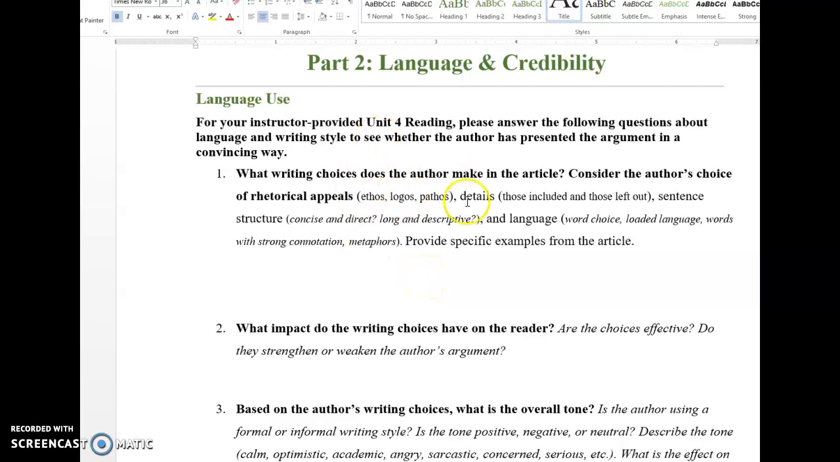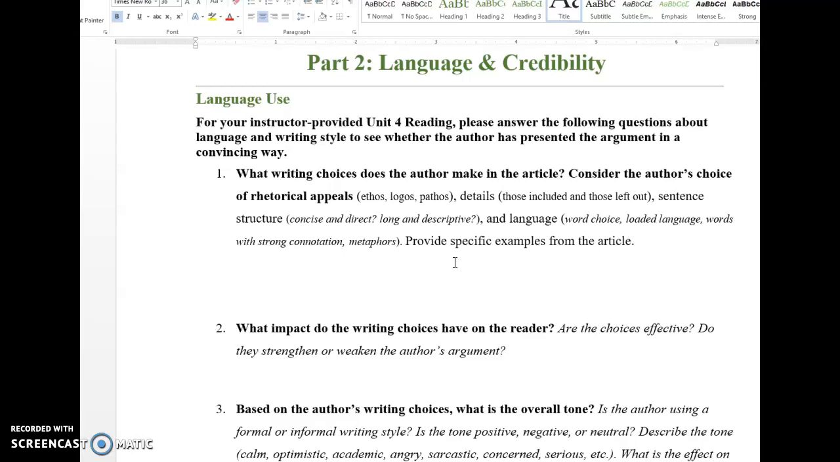It says in here there are questions about the rhetorical appeals, which is ethos, logos, pathos; details, what's included, what's not; sentence structure, is it concise, is it long, is it too academic, is it hard to follow; and language, word choice. Is it using more formal language, more jargon that maybe somebody outside of the field wouldn't understand? Is there any loaded language, meaning emotive language, words that carry an intense emotion with them?